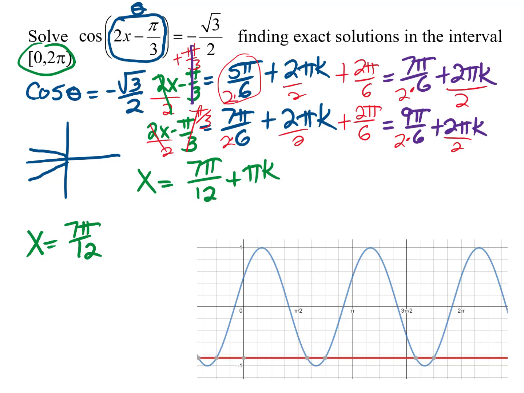All right, let's write down what that one leaves us. It leaves us x equals 9 pi twelfths plus pi k. Now 9 pi twelfths will reduce by 3. I'm going to put that as my second answer: 3 will go into the top 3 times and into the bottom 4 times, so 3 pi fourths. So there are 2 of my solutions.